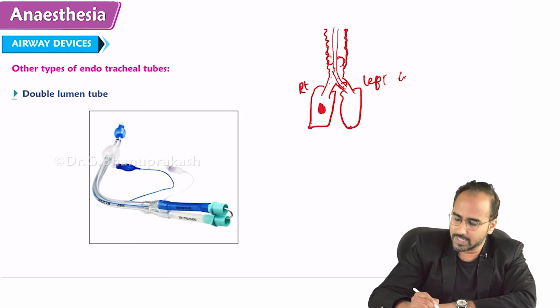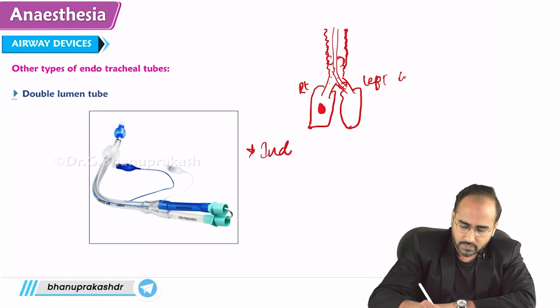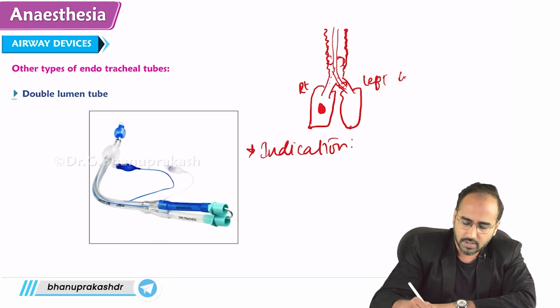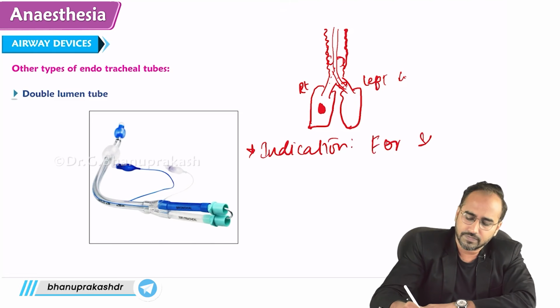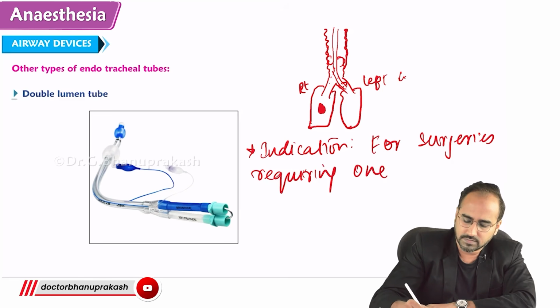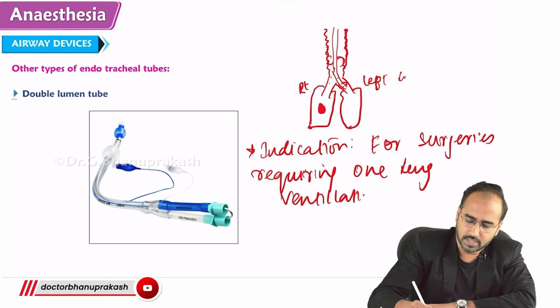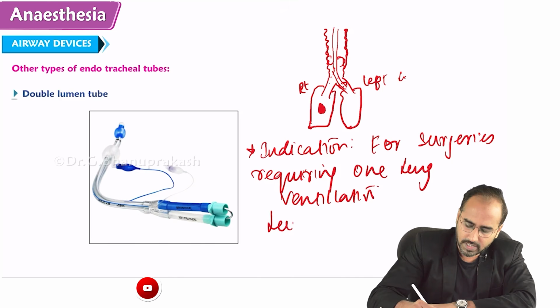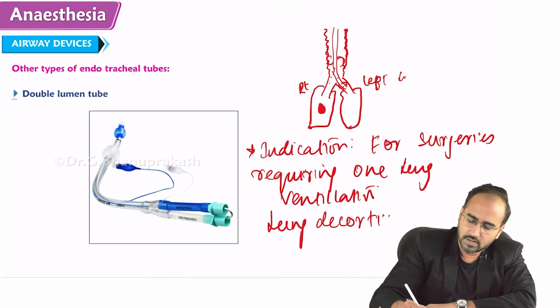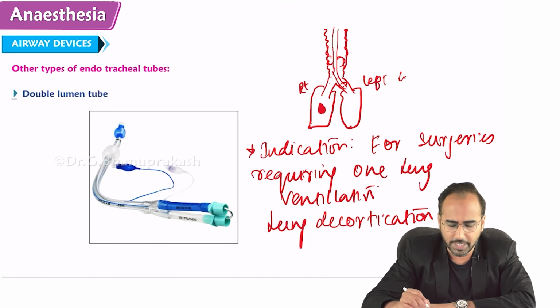So guys, double lumen tube we are discussing. What is the indication of double lumen tube, guys? It is indicated for surgeries requiring one lung ventilation. It could be lung decortication surgery, or it could be any lobectomy or anything. You can go for double lumen tube placement.